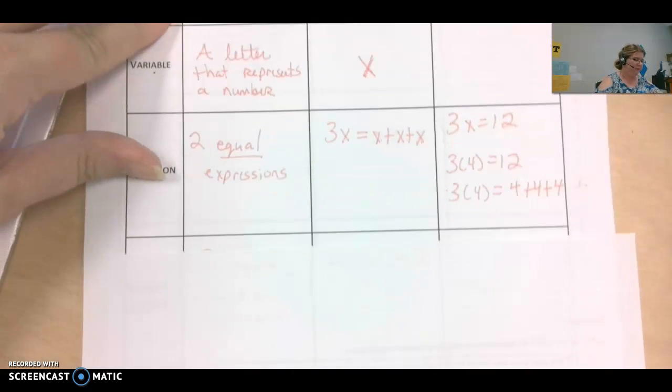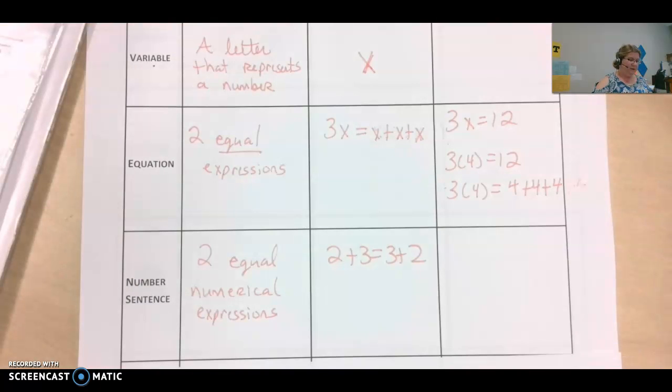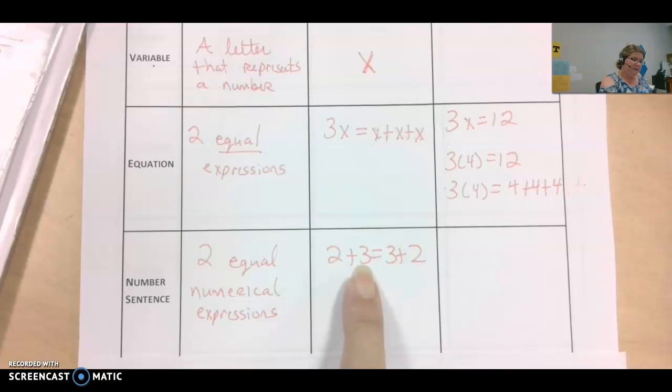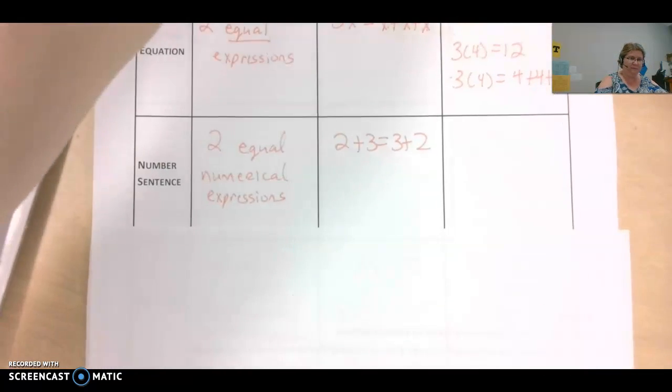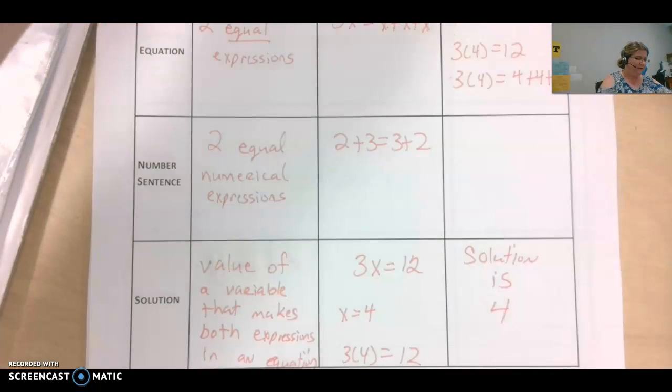Vocabulary word number 3. Number sentence. That's when you have 2 equal numeric expressions. There are no variables here. So for example, 2 plus 3 equals 3 plus 2. Then we have solution.